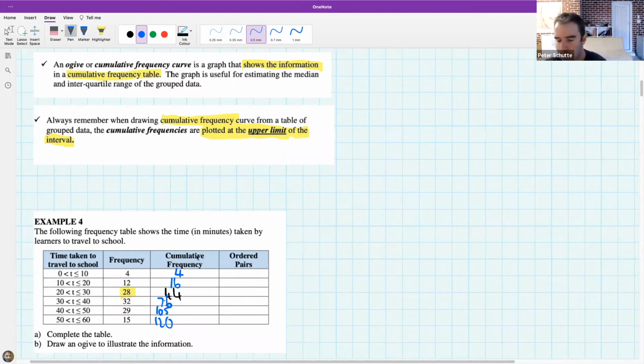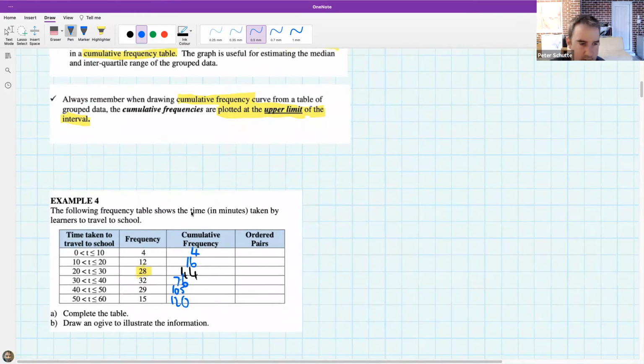So what we've done there is the first row will always be the same. And after you've done the first row, you just add whatever's in the frequency column to accumulate it in the cumulative frequency.